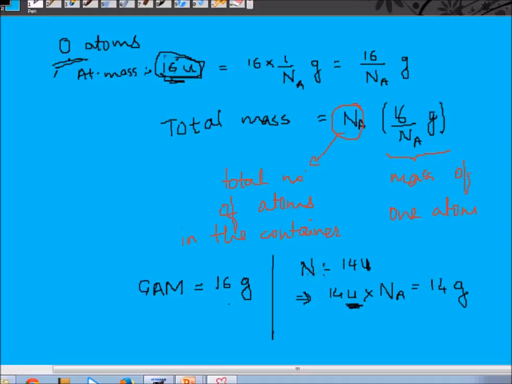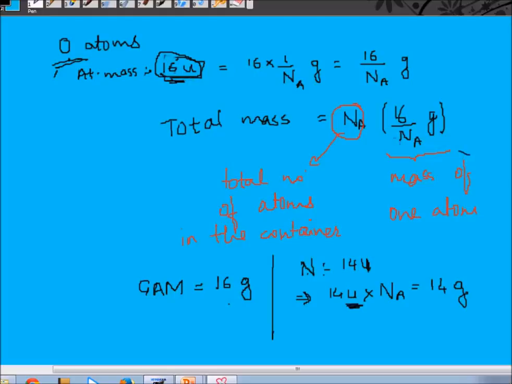Hence nitrogen's atomic mass is 14U, but gram atomic mass is 14 gram. So likewise, for any element, if you go on to calculate the gram atomic mass, numerically it will be same as the atomic mass always.